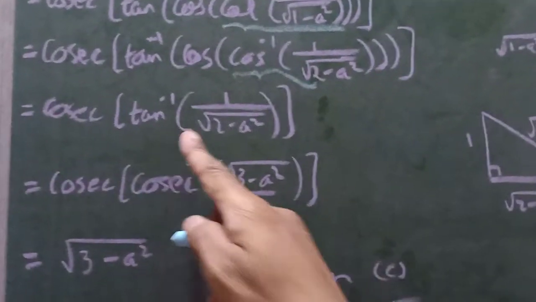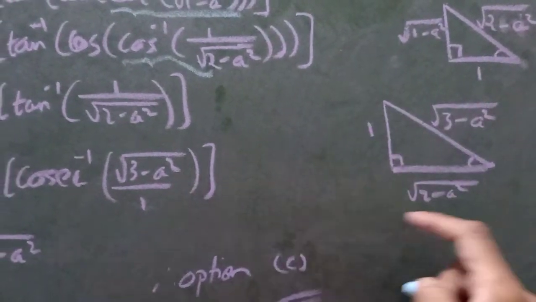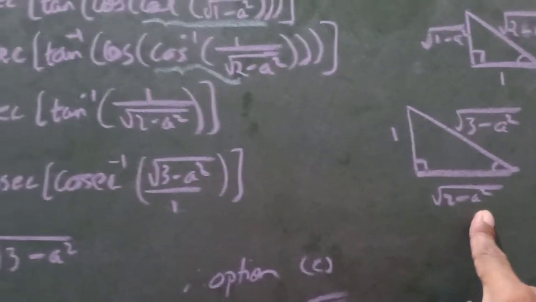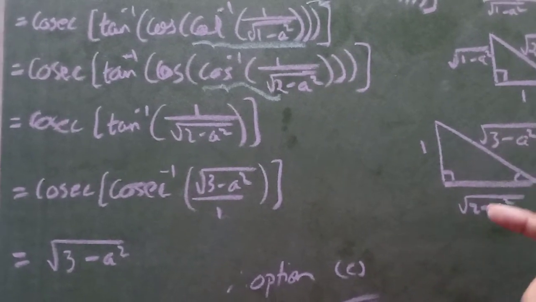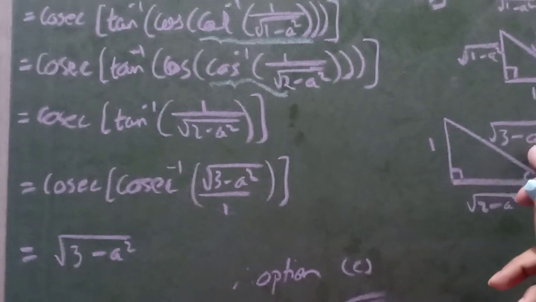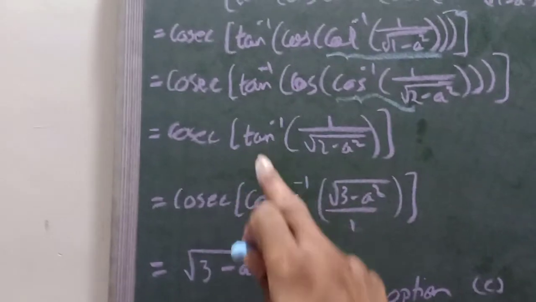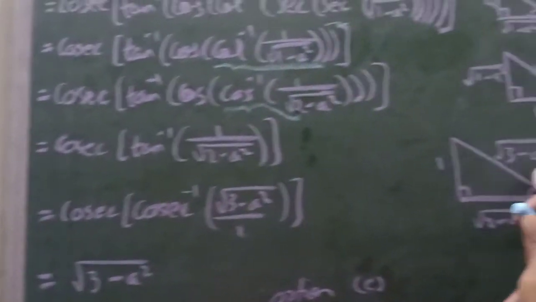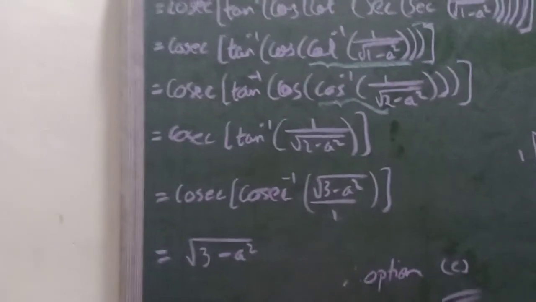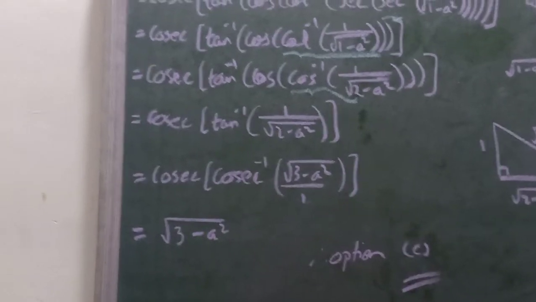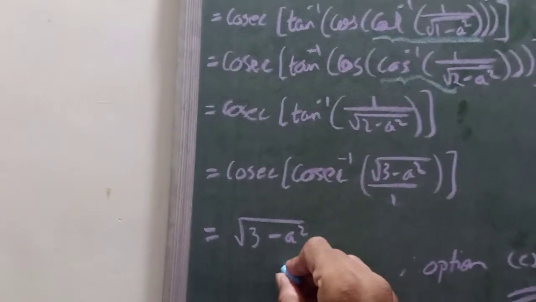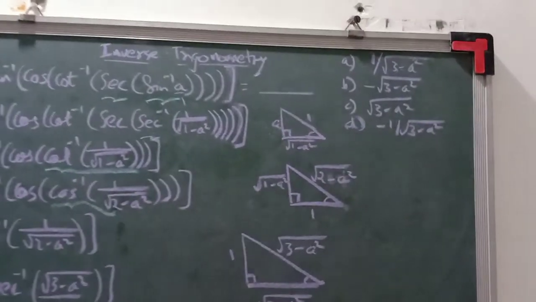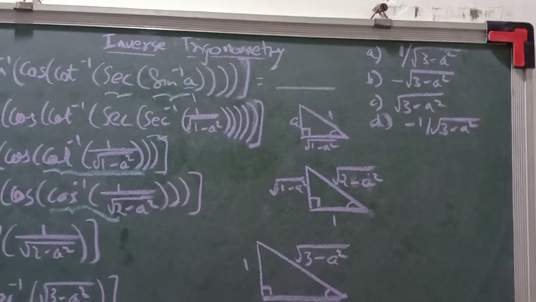So now tan inverse from this triangle I can convert into cosec inverse. What is the definition of cosec function? Hypotenuse upon opposite. So root of 3 minus a square upon 1. So this tan inverse I can write as cosec inverse of root of 3 minus a square upon 1. Now cosec of cosec inverse of something is that something. So root of 3 minus a square upon 1 means root of 3 minus a square. So you will get option number C, root of 3 minus a square.